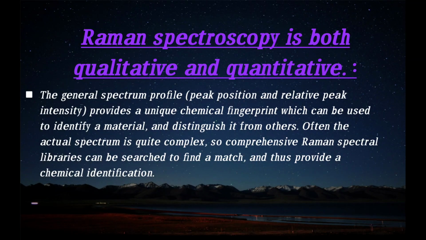Raman spectroscopy is both qualitative and quantitative. The general spectrum profile, peak position and relative peak intensity provide a unique chemical fingerprint which can be used to identify a material and distinguish it from others. Often, this actual spectrum is quite complex, so comprehensive Raman spectral libraries can be searched to find a match and thus provide a chemical identification.